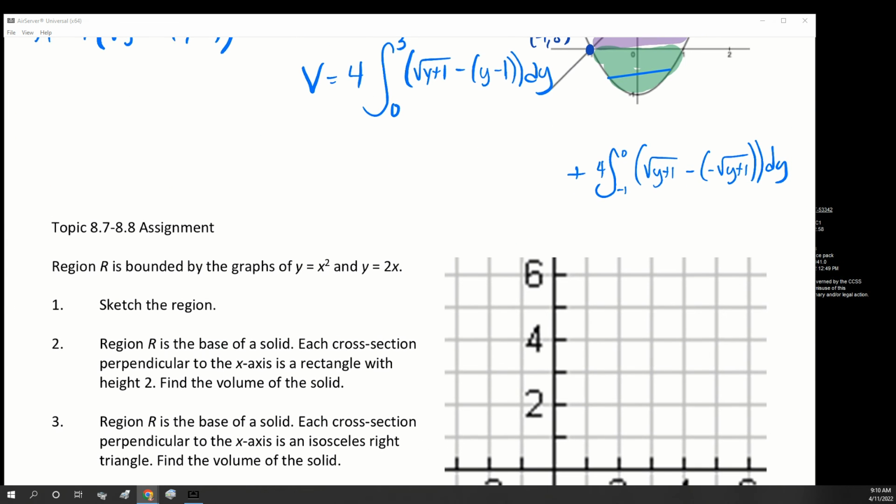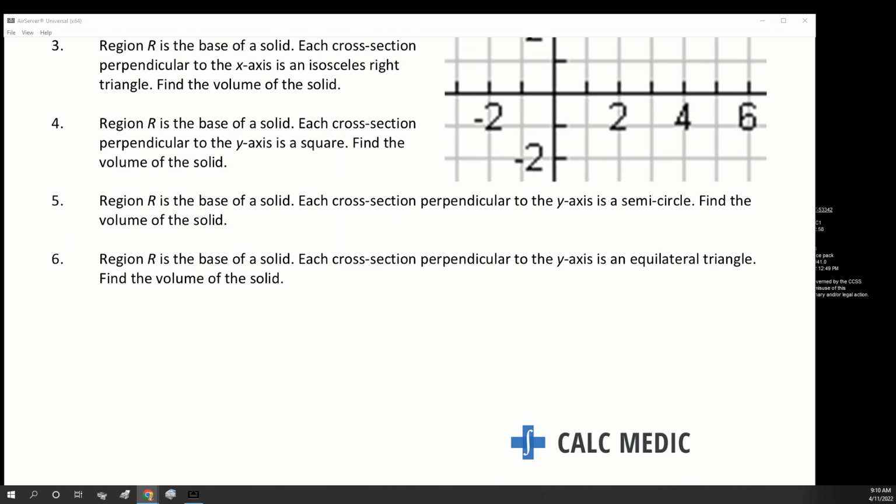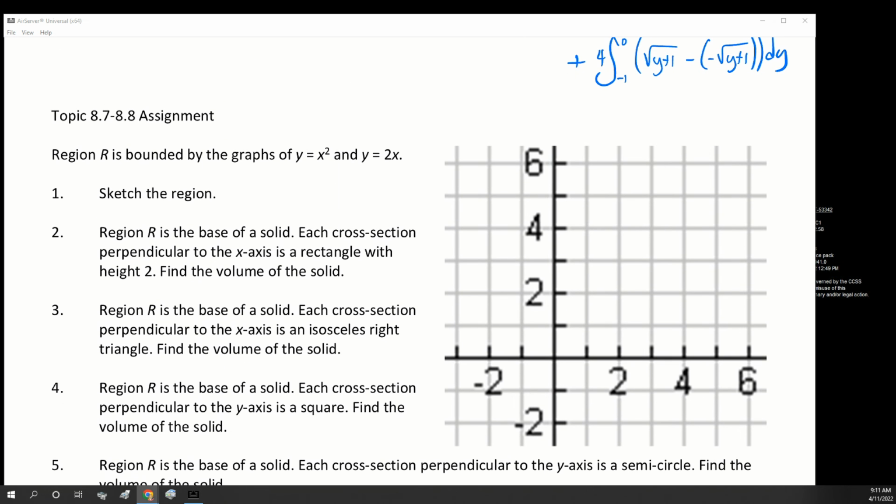So your assignment is these bottom questions. So it's one region that I'm just having you do 6 different ways.